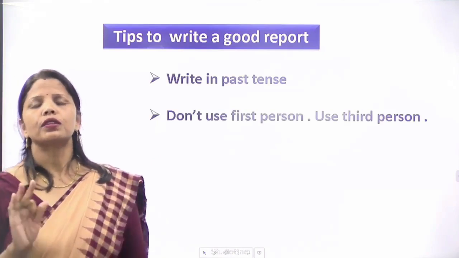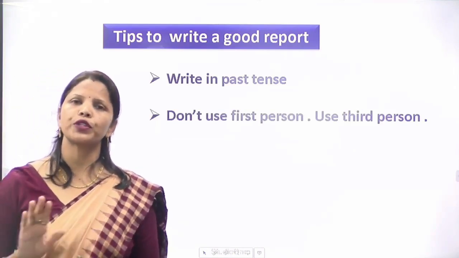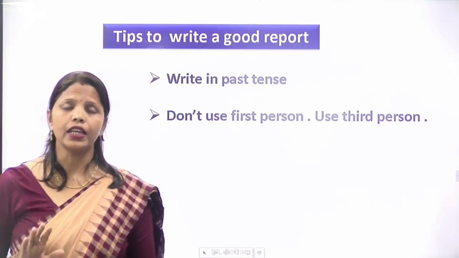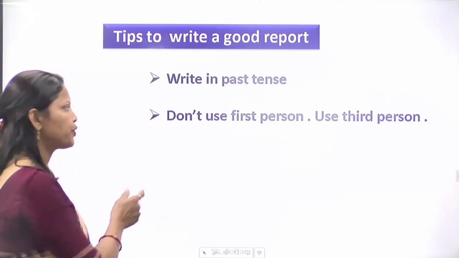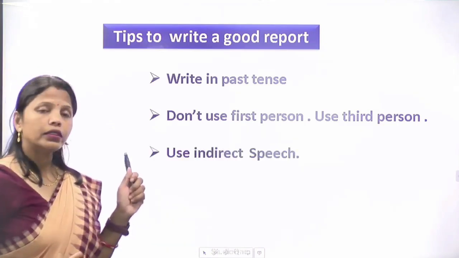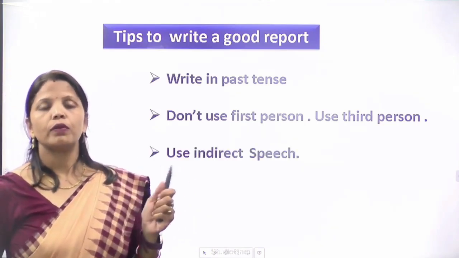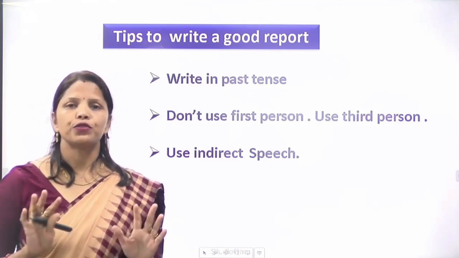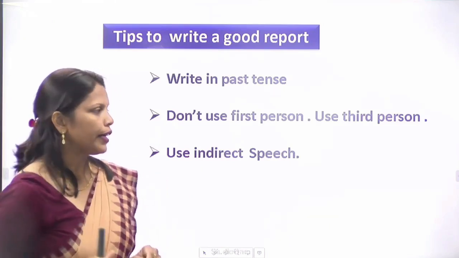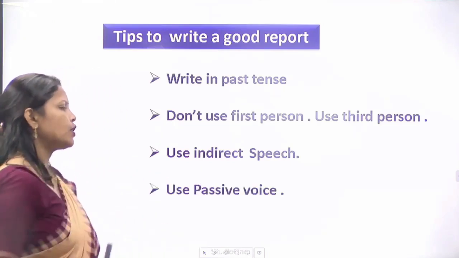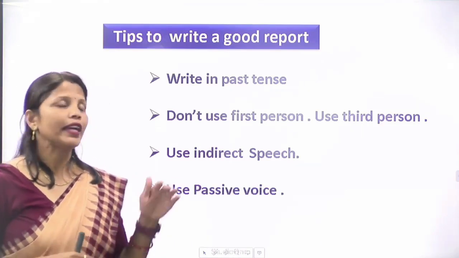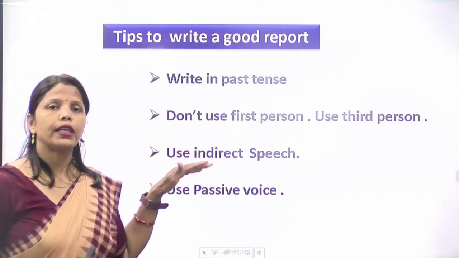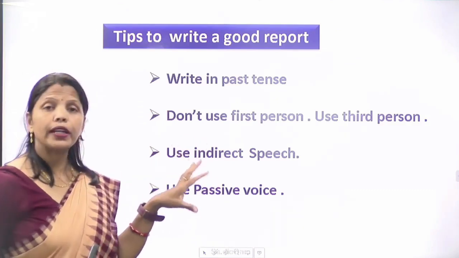Never ever use first person. First person should never be used in a report. We always use third person for report writing, and use indirect speech. Always use indirect speech in report writing. And the last one, of course, always use passive voice. This is how we will use these tips to write a report.